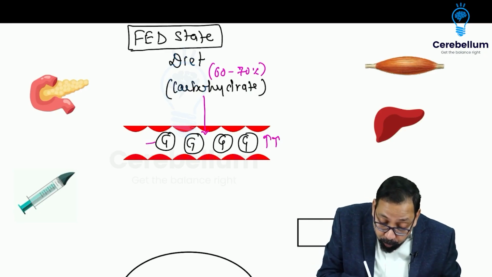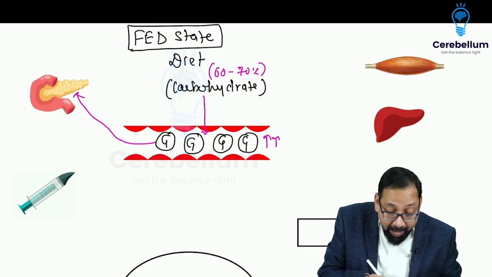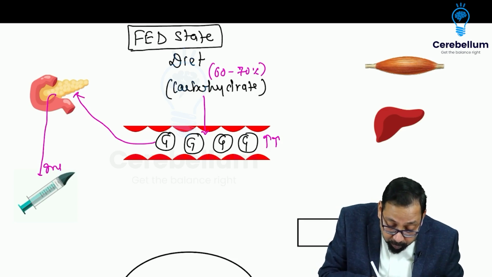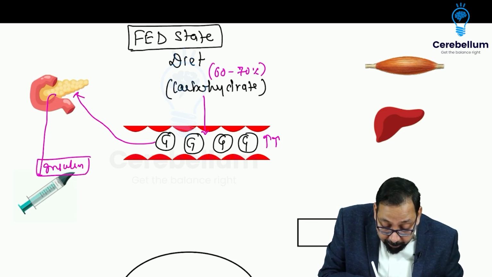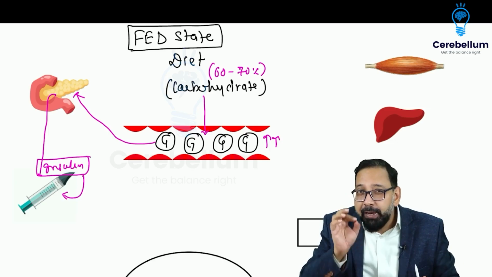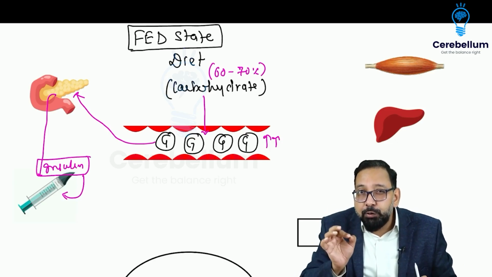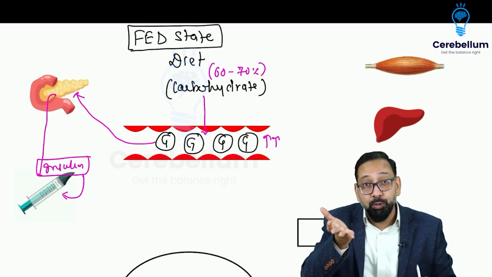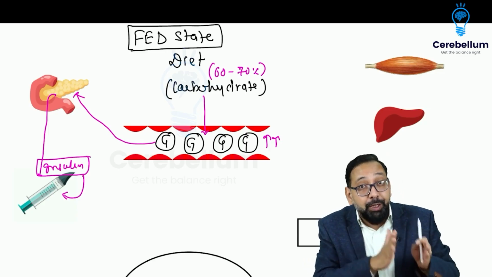This increased glucose will go to the pancreas and will release insulin. We remember insulin as insulin injection. A question is asked: a very important factor which releases insulin is increased blood glucose. So this insulin is increased now.